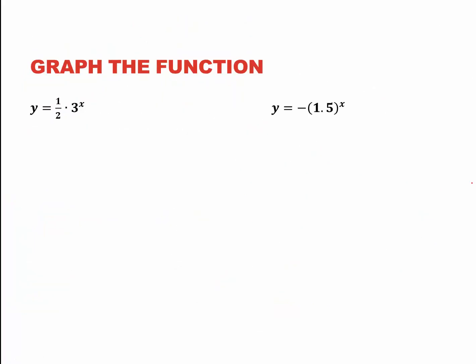So let's try graphing these functions. So when I look at this, y equals 1/2 times 3 to the x, the fact that the x is over here tells me it's exponential. So I think about the basic form, y equals a b to the x. That means a equals 1/2 and b equals 3. The fact that b is greater than 1 tells me that it's growth. The fact that a is positive tells me that it's normal growth, right? So the function is going to go like this.